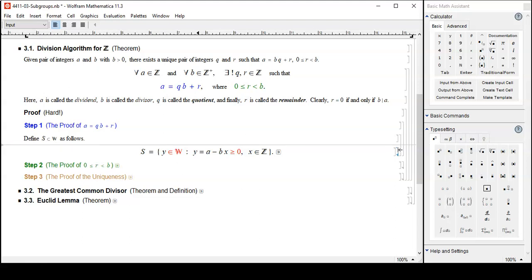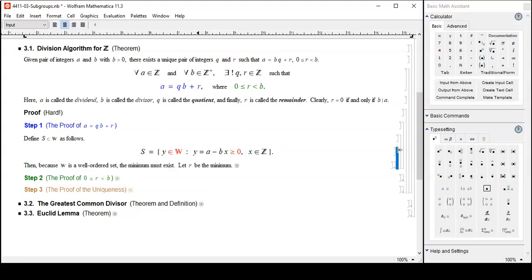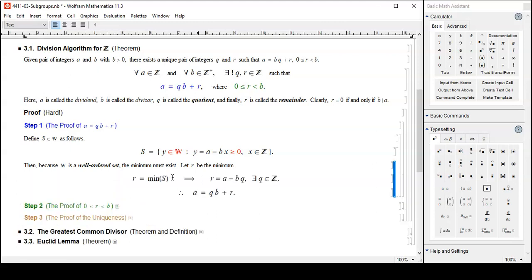Consequently, it has to have the smallest element, the minimum. Remember, W is a well-ordered set. Every subset has the minimum, the smallest element. And let's call r the minimum of this. And please note that I just highlighted in green, and that's going to be the special property that I'm going to utilize to prove the second half of this conclusion.